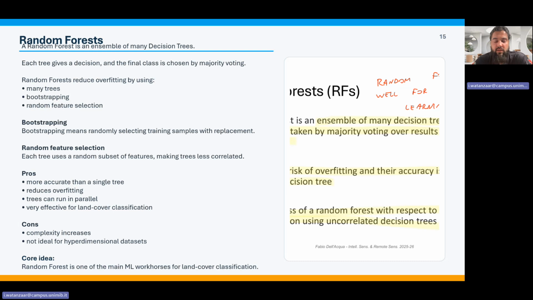This random forest is really effective, but it has some cons also. At the same time, it increases complexity and is not ideal for hyperdimensional data sets. The reason is the high dimensions of the data. And as we have seen here, the complexity is already increasing, so it will be too tough. Random forest is one of the main ML workhorses for land cover classification. It should be taken into account that it's still one of the main methods.